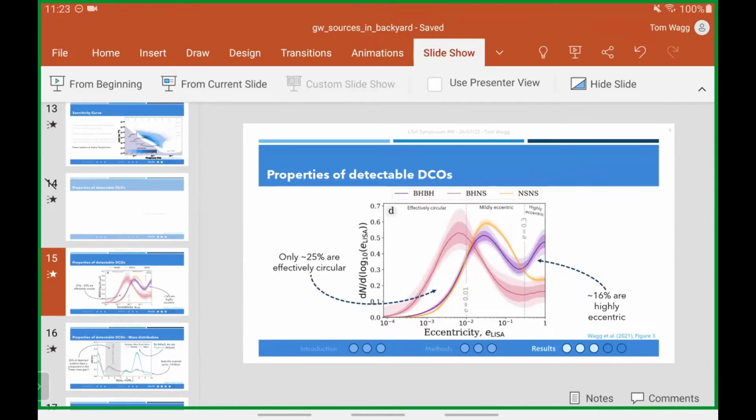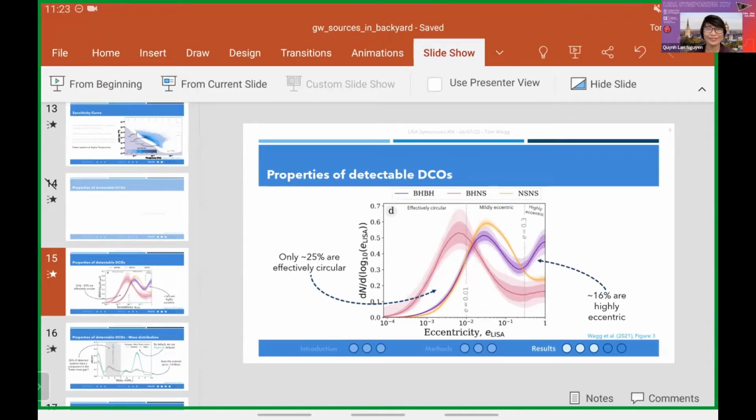Whereas the more marginal ones are where the fallback affects things and you get a weaker kick and just a more mildly eccentric system rather than highly eccentric. Okay, interesting. Thank you. Thanks. Okay, thank you, Laura.